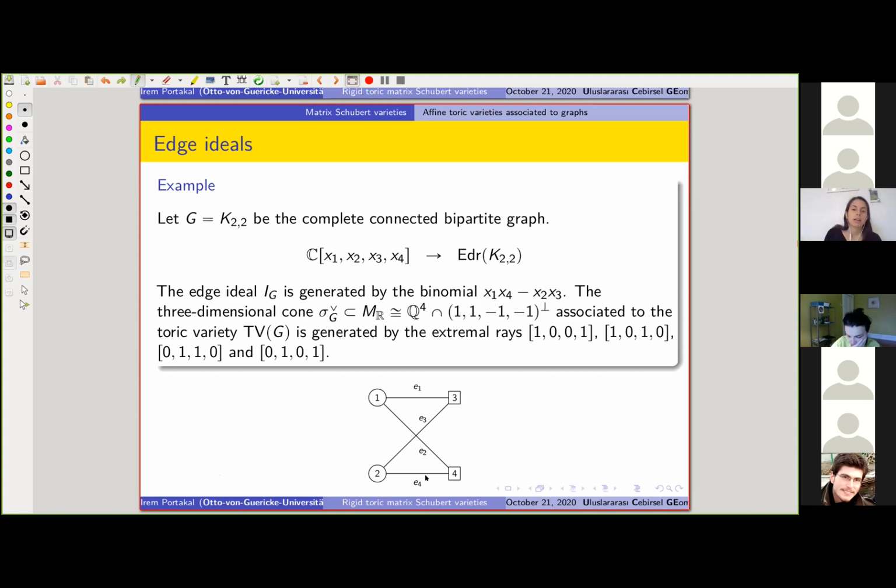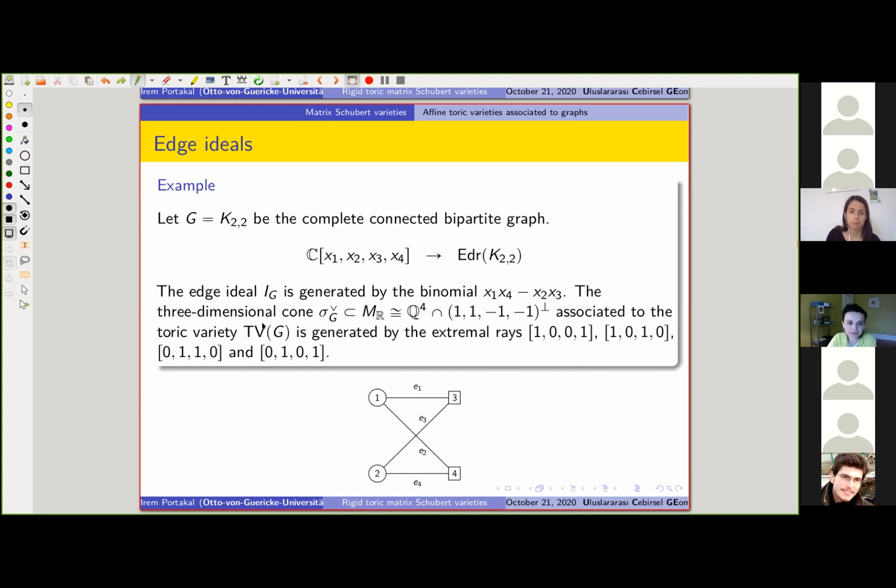Example, let's just take the complete connected bipartite graph. Here, as in the picture, we have 4 edges. So we have this polynomial ring and the edge ring as we defined in the previous slide. Then the kernel of this is generated by this binomial. Actually, in general, the kernel of this map can be understood by the primitive even cycles on your graph. And here we have only one cycle, so we have only one binomial.